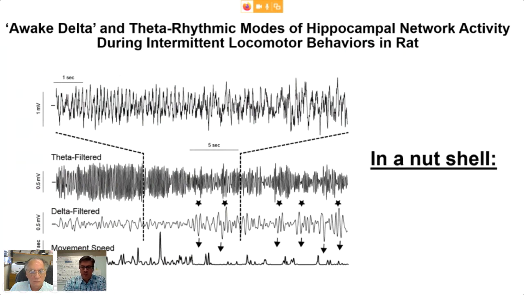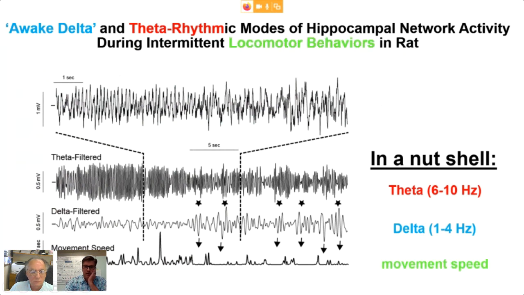So in a nutshell, what I'm going to be talking about today is a relationship, or sort of dual relationships, between theta and delta and the behavior of the animal. What you can see in a nutshell here is that theta is really prominent when the animal tends to be moving around, but in moments where the rat stops moving and is very still, you can see this coincident, if not synchronous, emergence of delta at those moments.